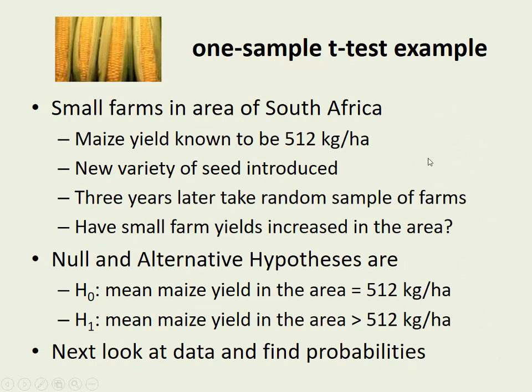So, for example, small farmers in South Africa: the current variety of maize yield gives you this on average. Bring in some new seeds. You hope it's going to increase things, of course. Three years later, you take a random sample of farms. You want to know, has the mean now increased? Here's the null and alternative. The null is that it still is that 512. The alternative will be one-sided because we are looking for an increase. So we go for the one-sided alternative.